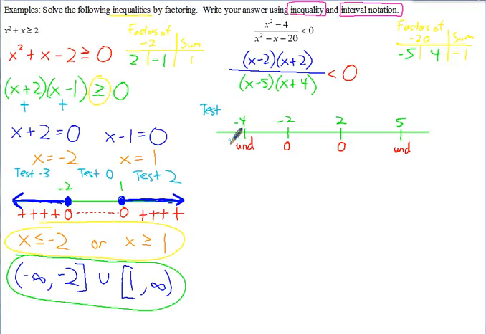Here, let's test -5. We test -5, that's the one, -4. Notice we've got 4 different factors to test in here. So -5 makes this factor right here negative. -5 plus 2 is also negative. Negative times a negative is positive.